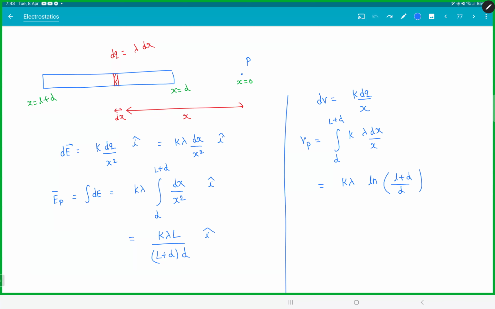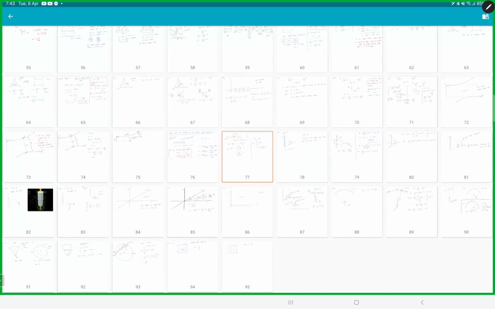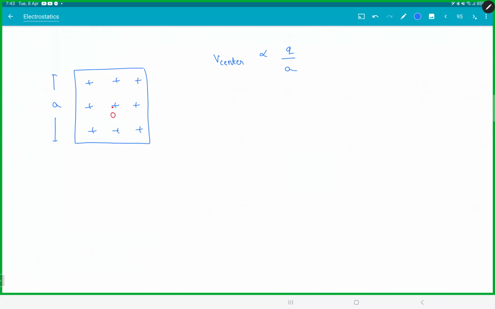You're getting it? So no matter which you take, the dimension of the potential should match. So I can argue the potential at the center is proportional to the charge on the plate by the side of the plate. Agreed? Because there are no other dimensions here. It's a square plate of side a and charge Q. Whatever else there is will be a constant. Everyone agrees with this statement. So this is one important thing there.